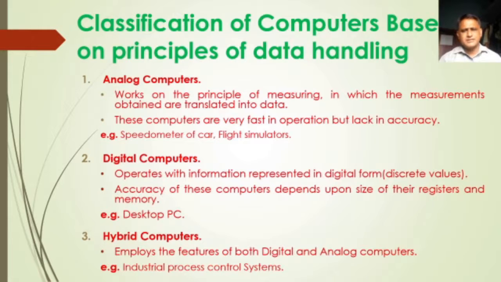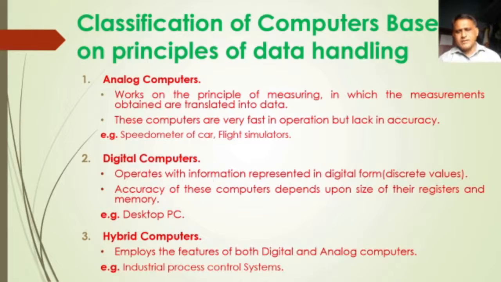Basically these digital computers are very accurate in their performance, and compared to the analog computers, they are a little bit slower. An example for these digital computers is the desktop PC, the normal desktop PC. What we see everywhere, in every office, belongs to these digital computers.